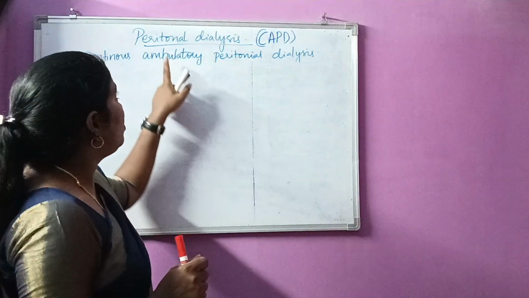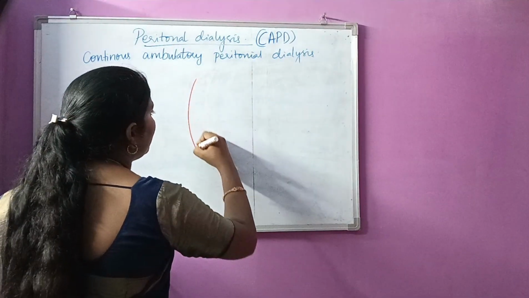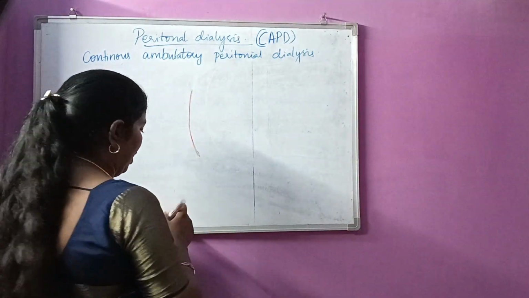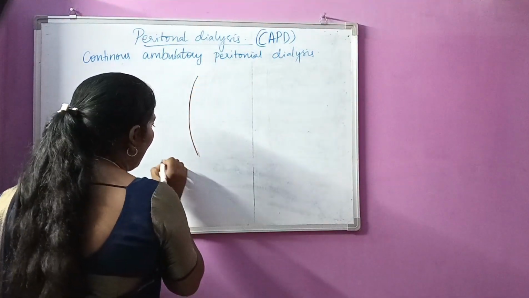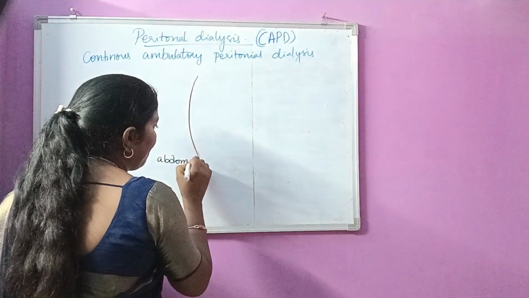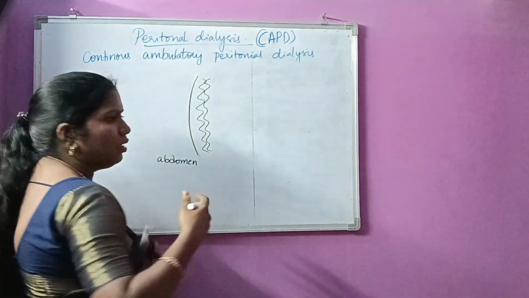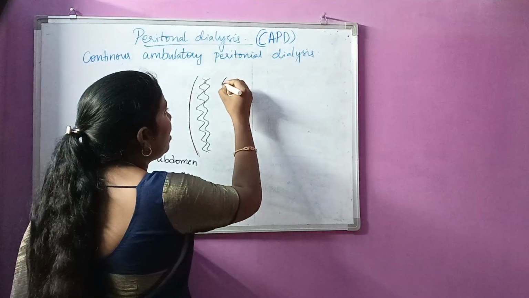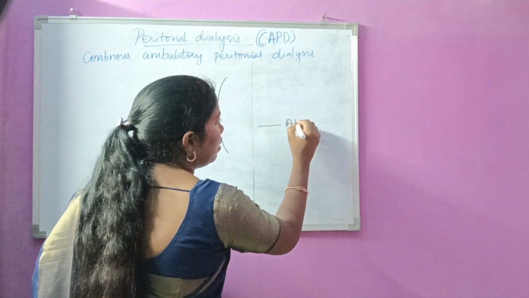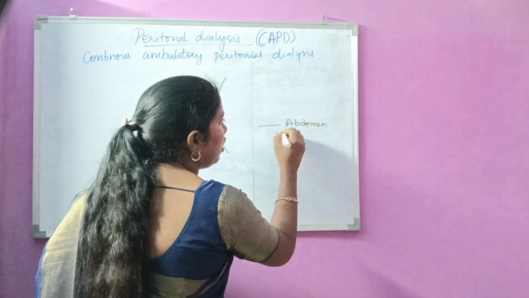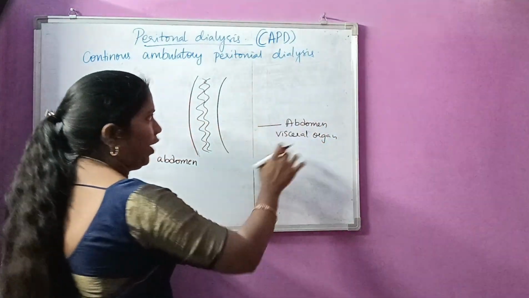So let me clear it. What is peritoneum? Actually, this is the skin of an abdomen, the outer layer. Let me draw with another color. So this is the outer layer of an abdomen. What I am drawing is an abdomen. An abdomen has many muscles and many blood vessels attached in the abdominal region, and the inner layer which is lining this abdomen. This abdomen has many visceral organs. So this is the body cavity.